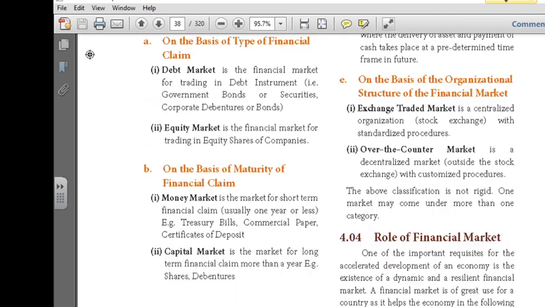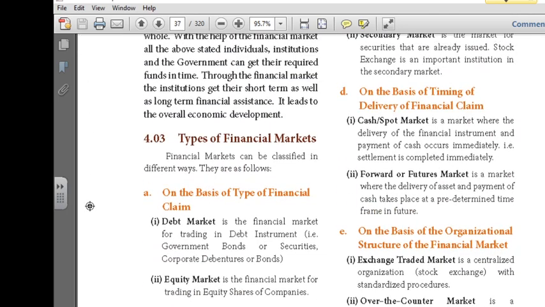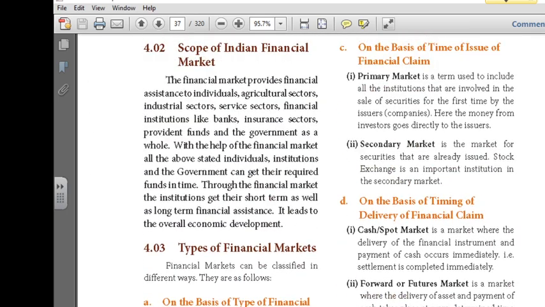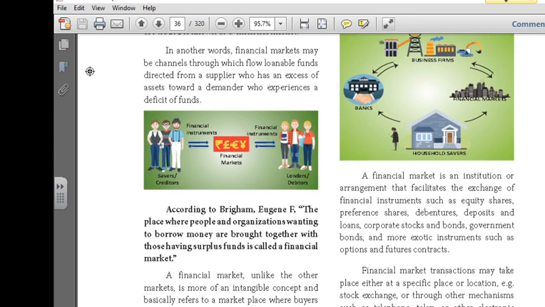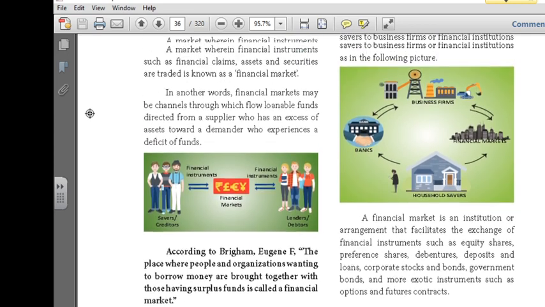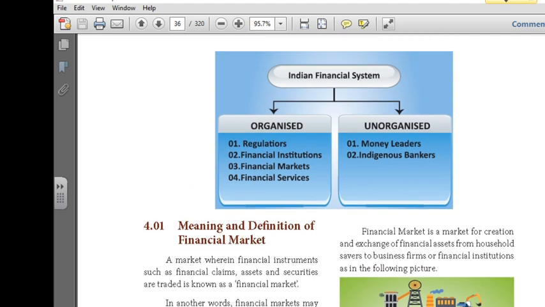So we have learnt about the financial market: the types of financial market, the roles of a financial market, scope, meaning and definitions. In the next session, let us see what the differences are between the new issue market and the secondary market.